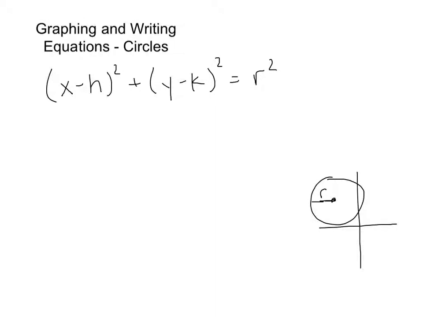To find the equation for a circle, we need to know two things. We need to know the center, and we need to know the radius. In the graphing form of the equation, the center is represented by the point (h, k), and the radius is r.